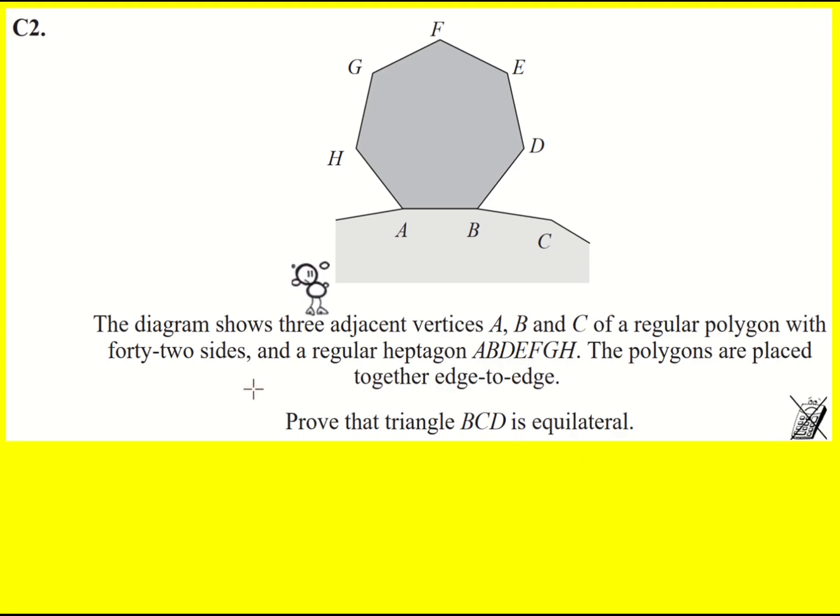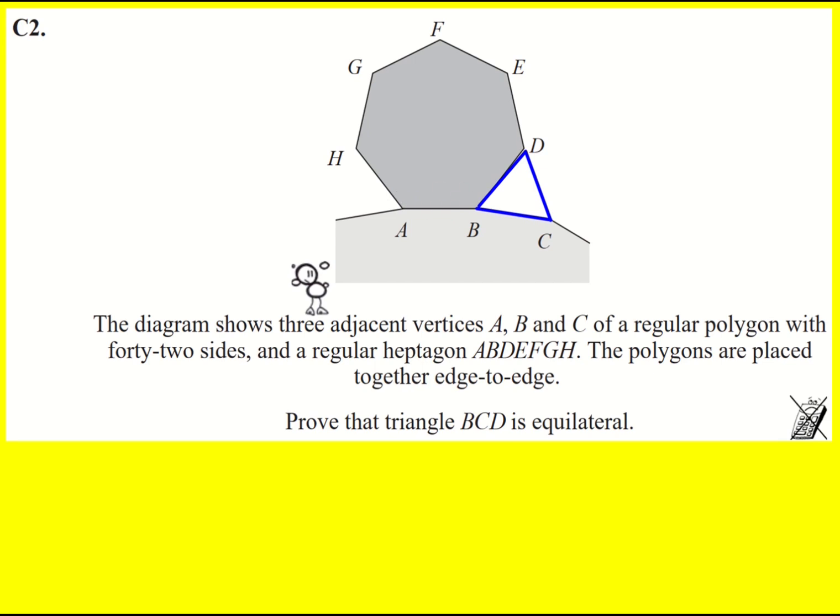We have a regular polygon with 42 sides and a regular heptagon with 7 sides next to each other. And we're trying to show that BCD, this triangle here, is equilateral.